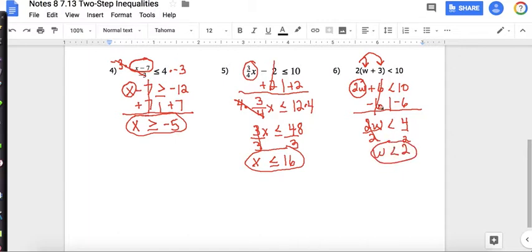So remember, to check, you can do 2 plus 3 is 5, times 2 is 10. Yes, the number checks. And then I'd pick something less than 2, such as 1. 1 plus 3 is 4. 4 times 2 is 8. And 8 is less than 10. So I know that my symbol and my number is correct. So be sure to use both checks when checking to make sure your two-step is solved correctly.